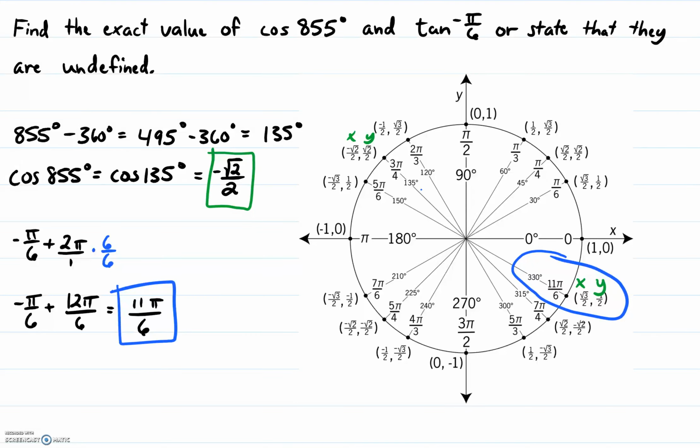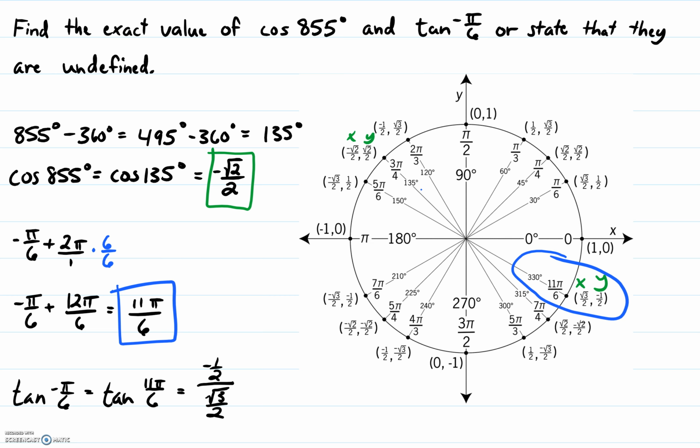So let's go ahead and just rewrite this. So the tangent of negative pi over 6 is going to be the same value as tangent of 11 pi over 6. And the tangent at any value here is going to be the y value divided by the x value. So the y value is negative 1/2, I kind of covered it up there, divided by our x value of square root of 3 over 2. So again, I'm just taking this x value and y value here.